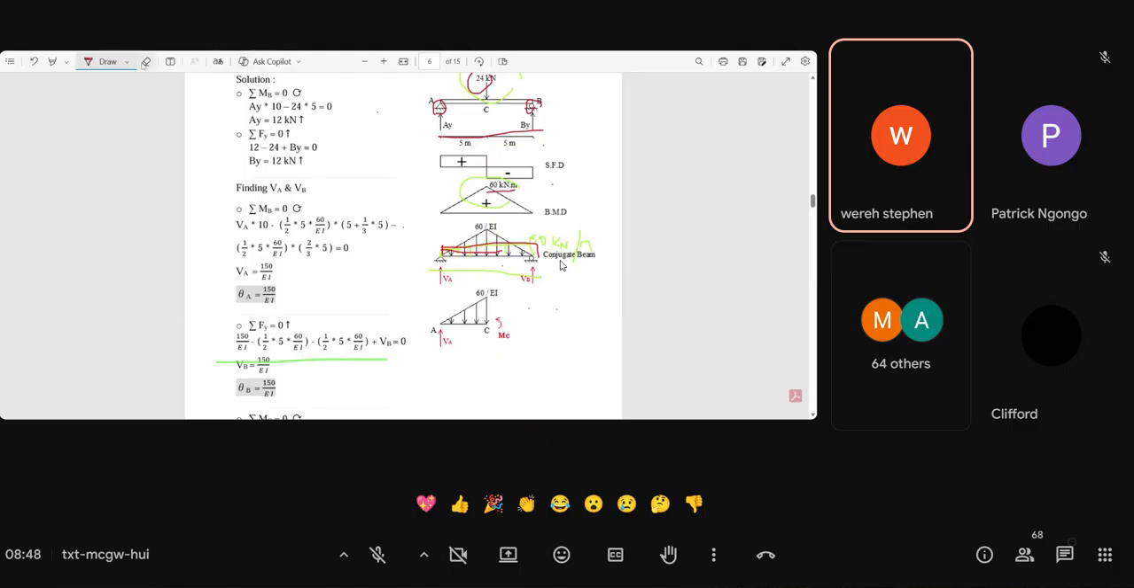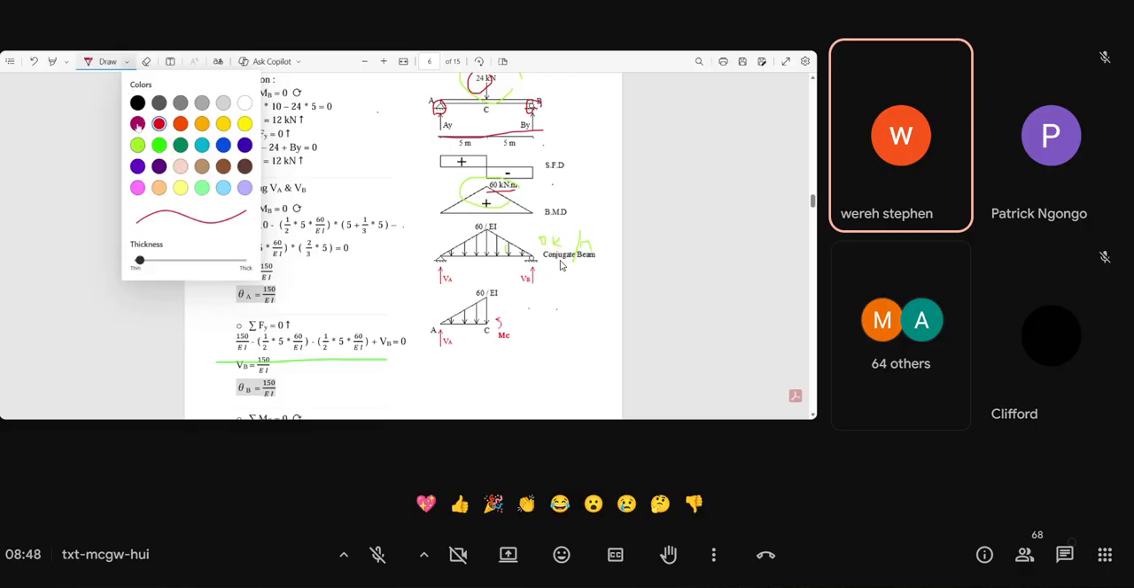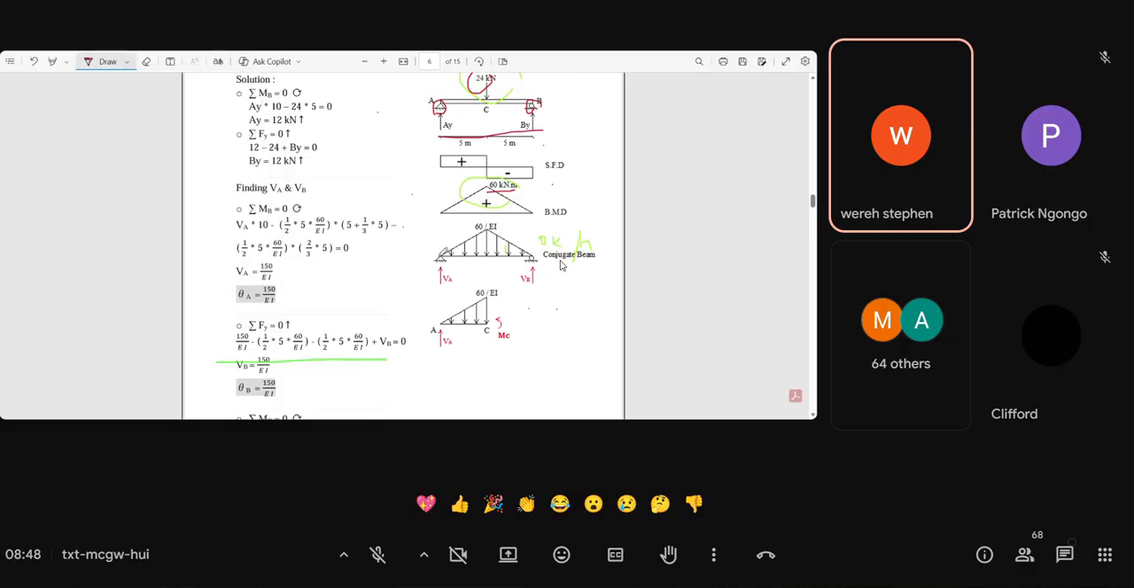But now this one is a triangular load. The load is increasing from 0 to 60, then from 60 to 0. What will be the total load? Total load will just be simple. It's half times base times height, okay? Plus again half times this base times height, because we have this triangle and also this triangle there, yeah.